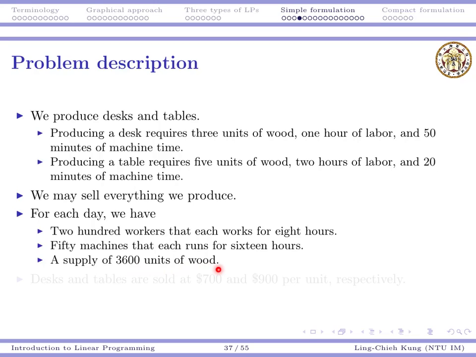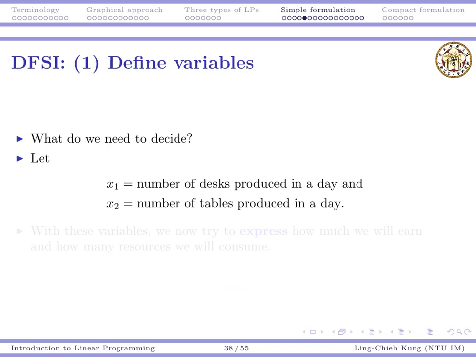Anyway, we have supply and consumption, and we want to decide how to produce and sell. The last piece of information we need is that desks and tables are sold at $700 and $900 per unit respectively. Okay, we have the prices.